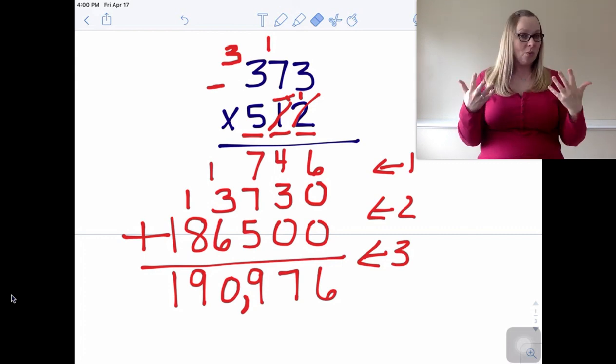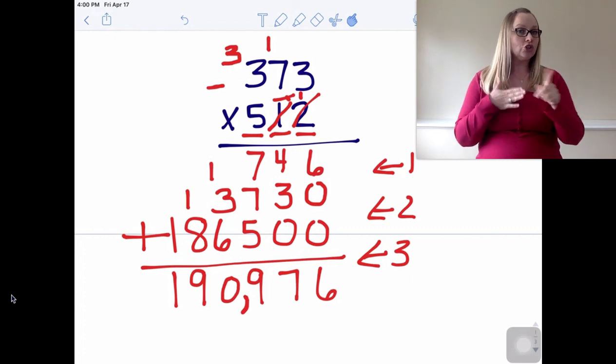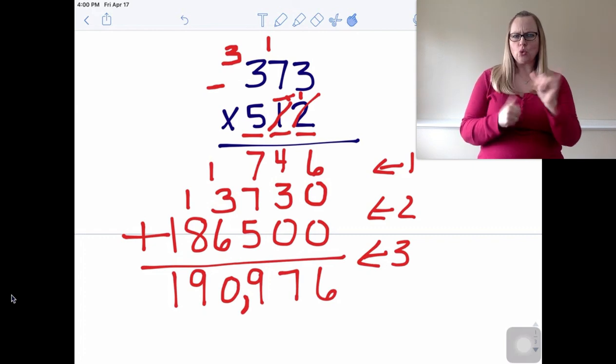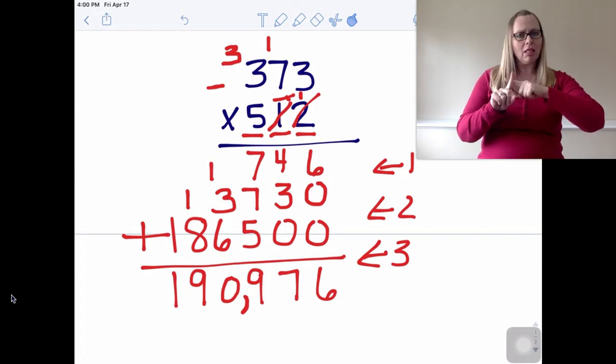So those are our Do Nows for today. So go ahead and check your answers, and it's always helpful to check with a calculator. I want to see your work, but you can always check your final answer with a calculator just to make sure.